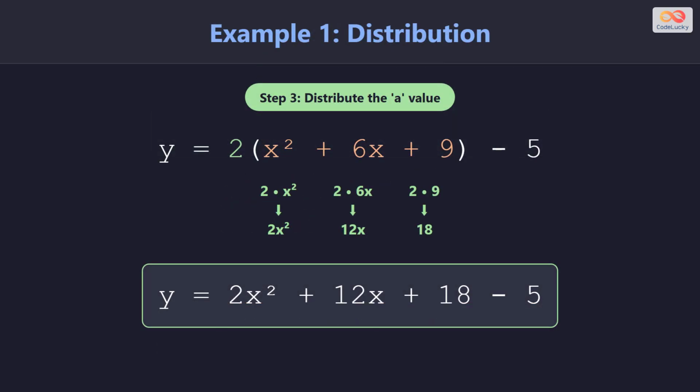Next, we need to bring back the coefficient, which is 2. We must distribute this 2 to every term inside the new parentheses. 2 times x squared is 2x squared. 2 times 6x is 12x, and 2 times 9 is 18. Notice that the minus 5 at the end has not changed yet.